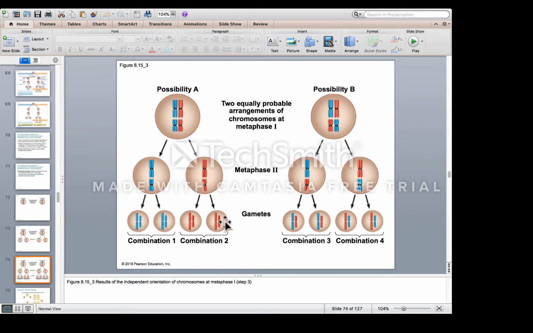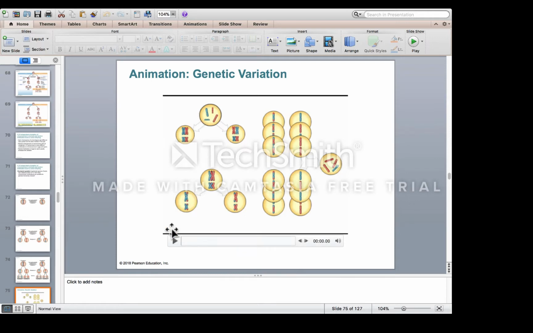You could have same combinations, just 2 combinations of red and blue, or you could have a unique combination of 1, 2, 3, 4, right? So 4 totally different, actually 2 totally different and 2 totally different. So combination 3 and combination 4. And this is because of independent orientation. So let's take a look at this video.